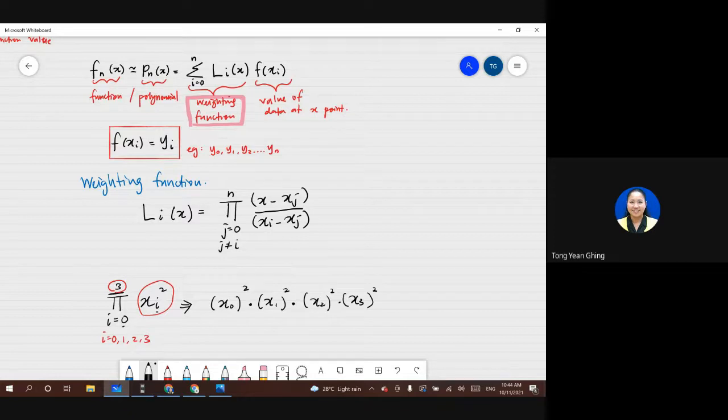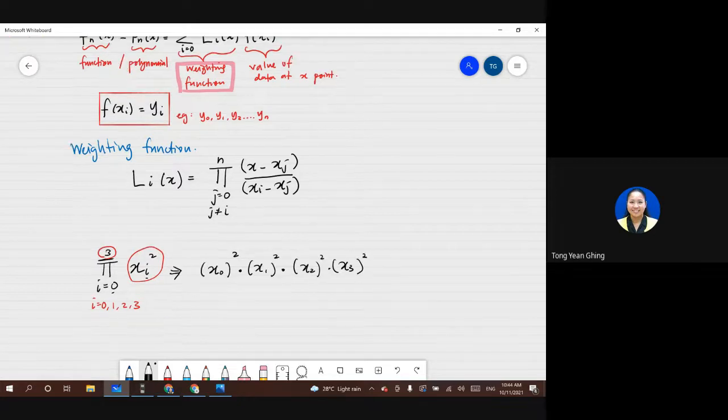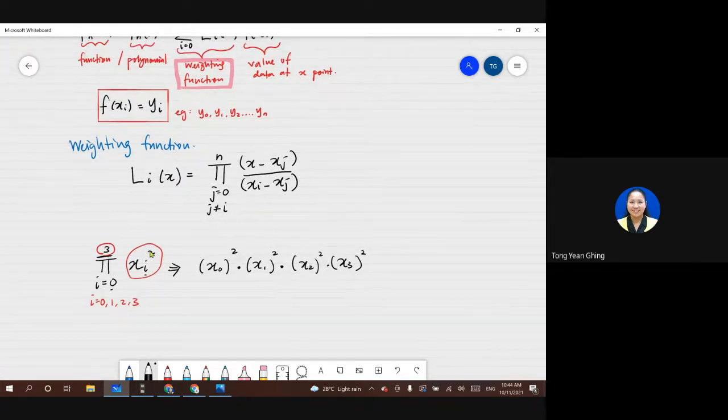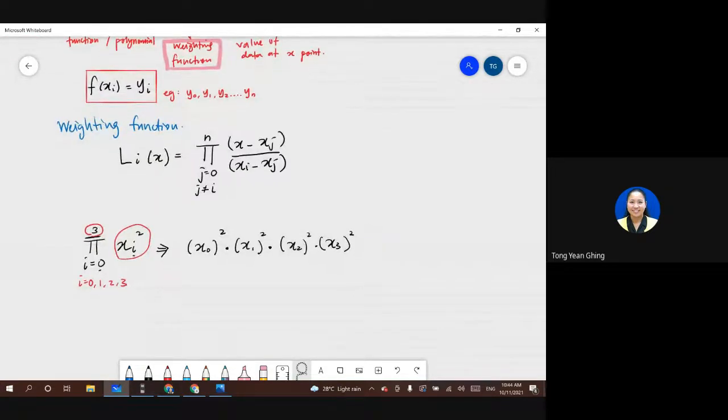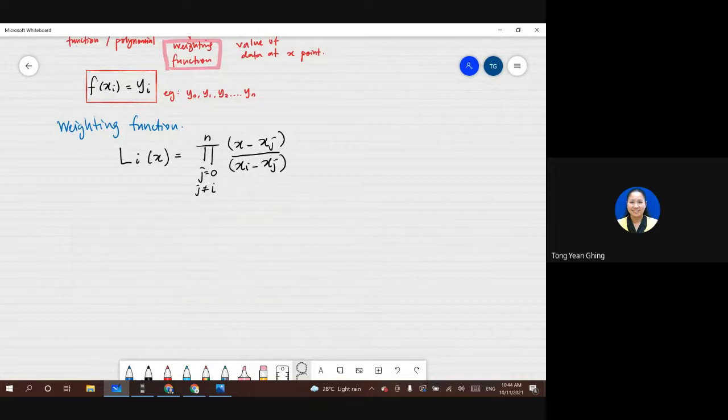So this is the meaning of the product of. Okay, can I delete this one? So I just delete this one. Then let's continue. It depends on how many data points.